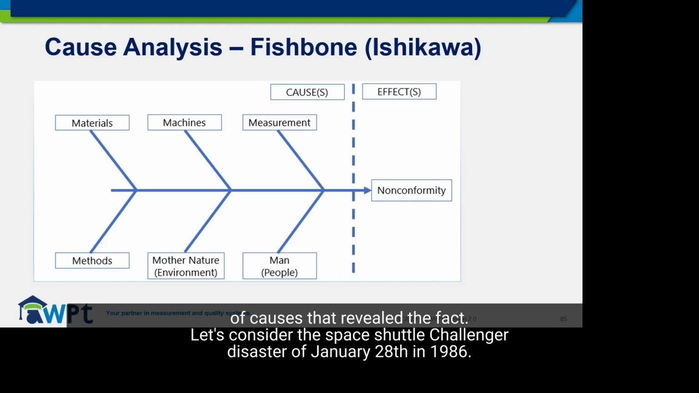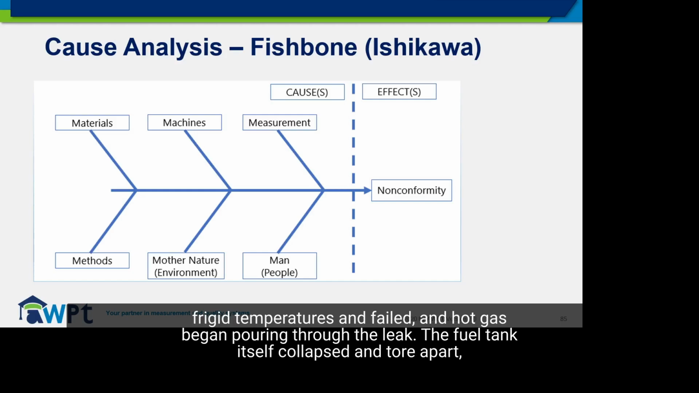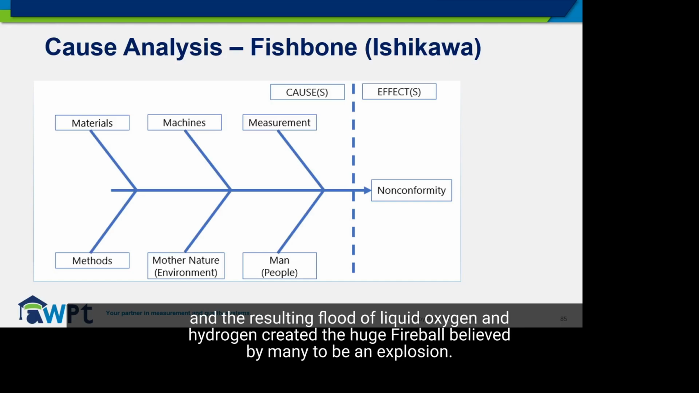Let's consider the Space Shuttle Challenger disaster of January 28th, 1986. A seal in the shuttle's right solid fuel rocket booster, designed to prevent leaks from the fuel tank during liftoff, weakened in the frigid temperatures and failed, and hot gas began pouring through the leak. The fuel tank itself collapsed and tore apart, and the resulting flood of liquid oxygen and hydrogen created the huge fireball believed by many to be an explosion.